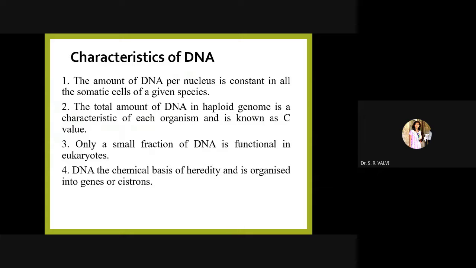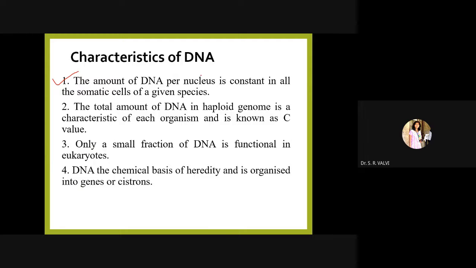Now, this is the structure we have seen. Now see the characteristics of DNA. The amount of DNA per nucleus is constant in all the somatic cells of a given species.